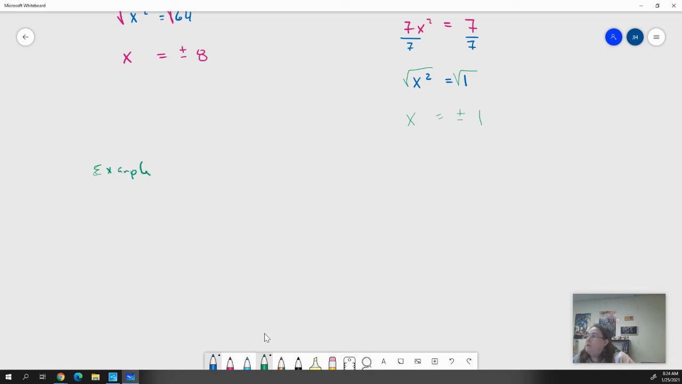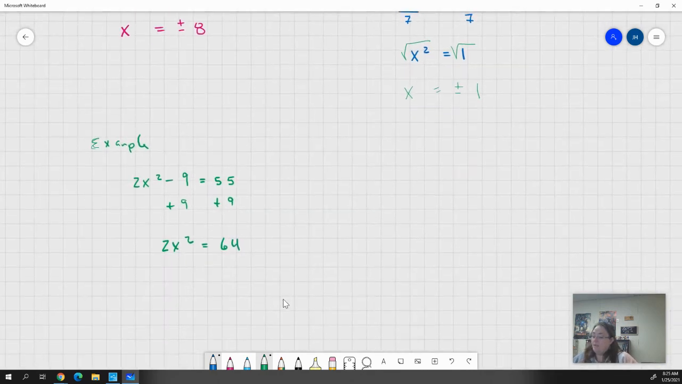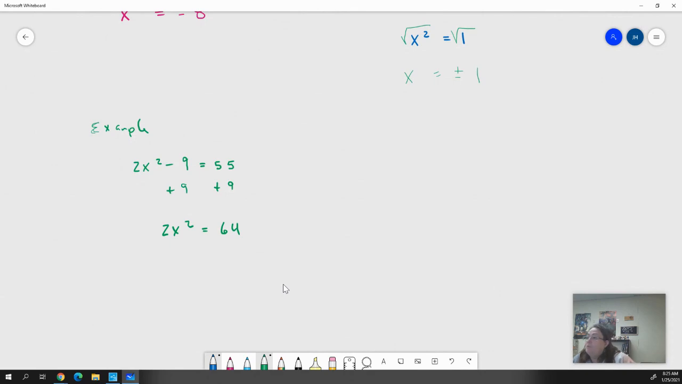Example. What if I have 2x squared minus 9 equals 55? We're going to do our first step. We're going to isolate the x. We're going to add 9 to both sides and get 2x squared equals 64. Then we are going to divide both sides by 2, right? That would be our next step. We've got to divide by 2 to get that x all by itself. So we're going to have x squared equals 32.